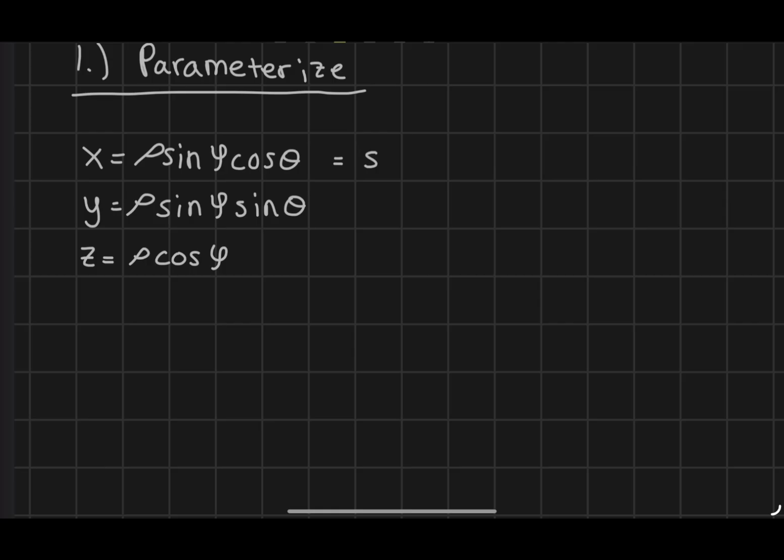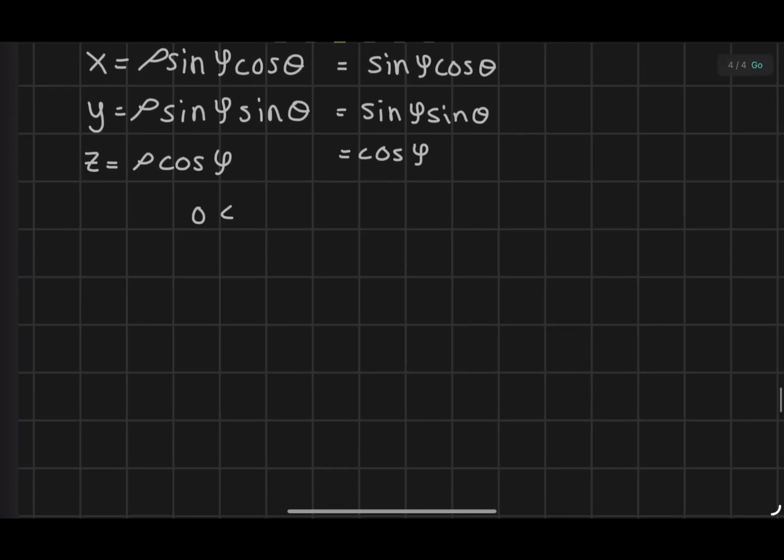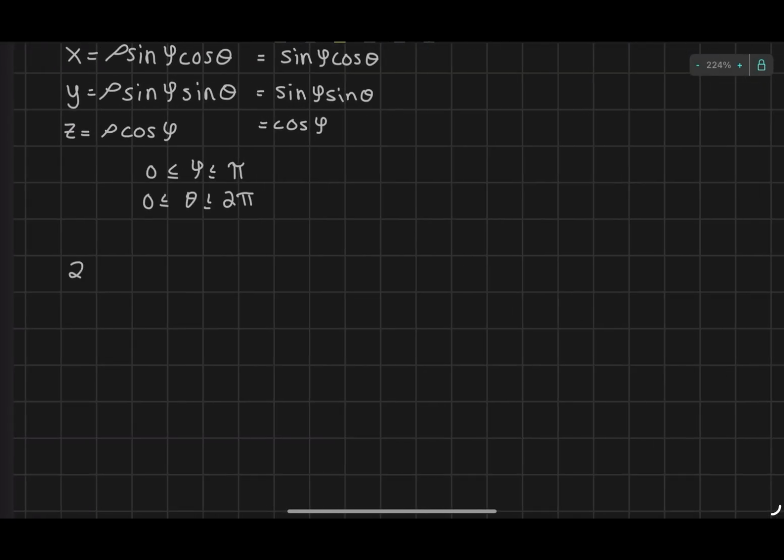So we're going to have sine phi cosine theta, sine phi sine theta, and then finally cosine phi. Our bounds on phi are going to be from 0 to pi, since it is the entire sphere. And our bounds on theta are going to be a circle, 0 to 2 pi. So that's parameterized. Let's go ahead and do our integrand now.